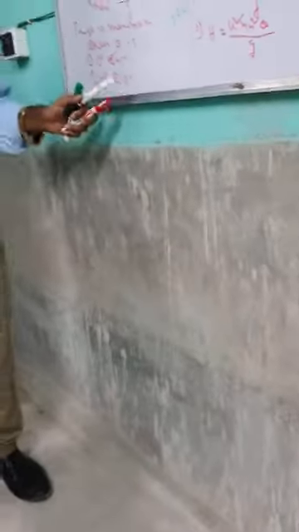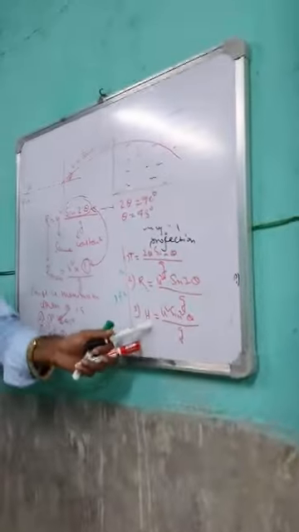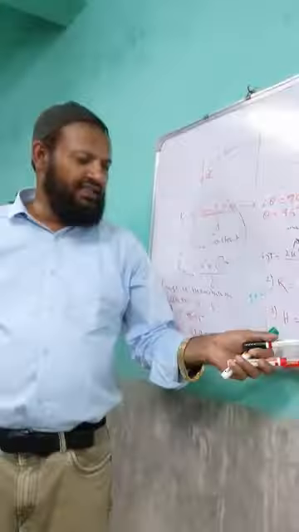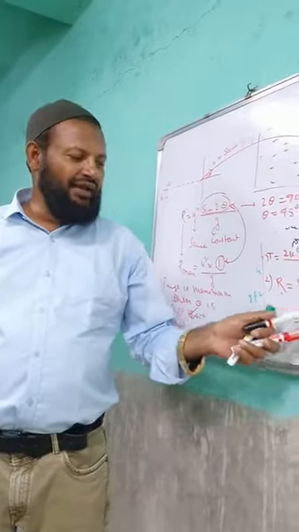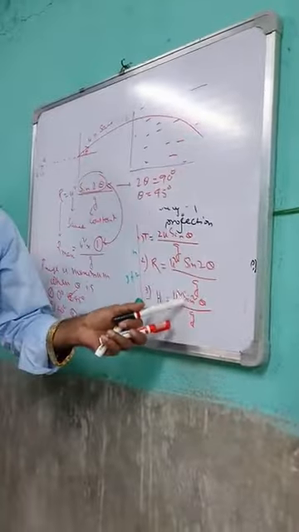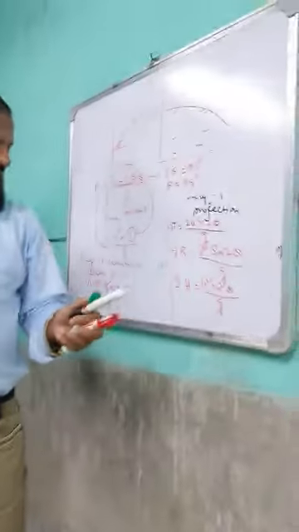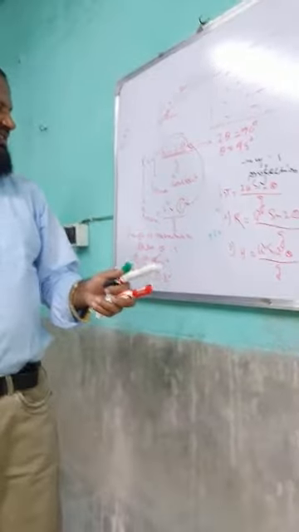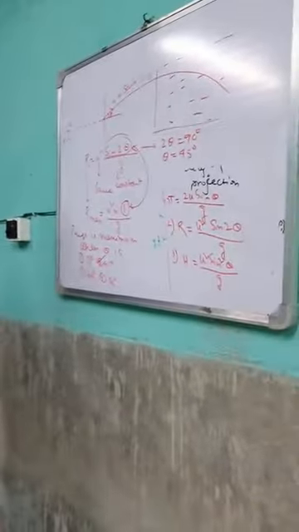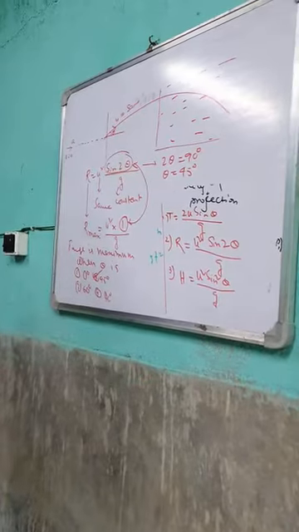This is one question. In case of long jump, theta should be 45 degree. In case of high jump, please see here. This will be maximum. These are constant. What is the maximum value? H max equal to u square by, u square. Now see, this is H max from here.